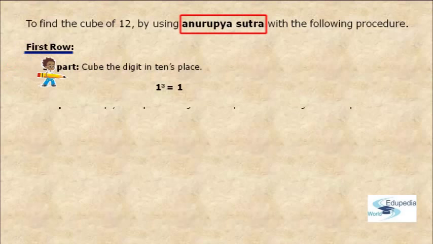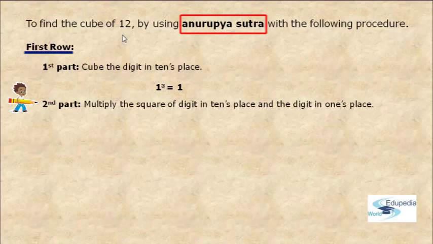Coming to the second part, we multiply the square of the digit in tens place with the digit in ones place. First we square the digit in tens place. In the number 12, the digit in ones place is 2 and the digit in tens place is 1. Squaring the tens digit, 1 square, we get 1, and multiplying that 1 with the ones digit 2, we get 2 as the answer. Therefore 1 square into 2 is equal to 2.